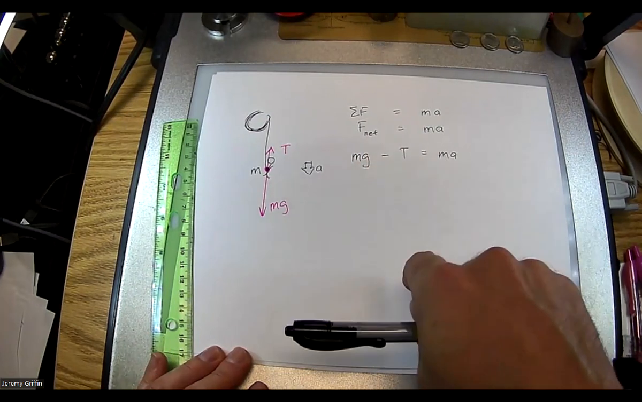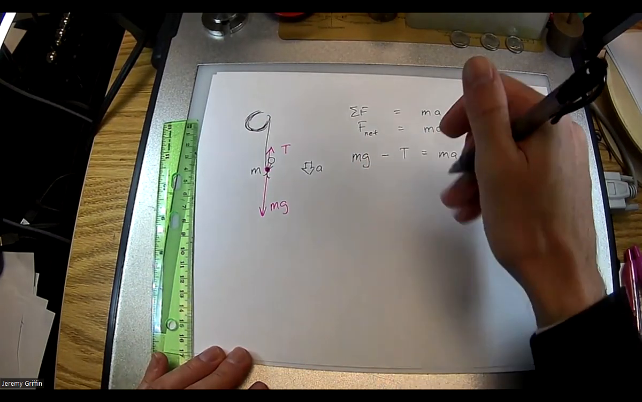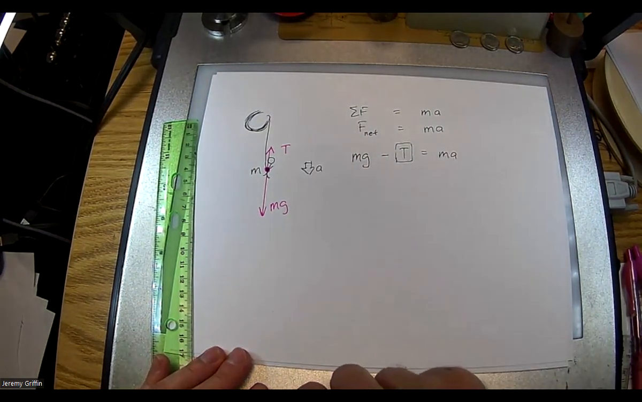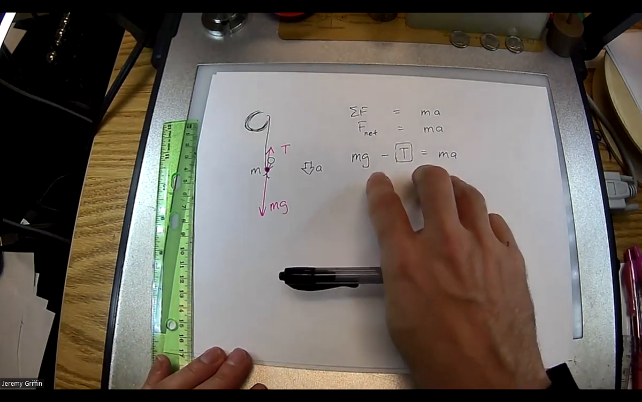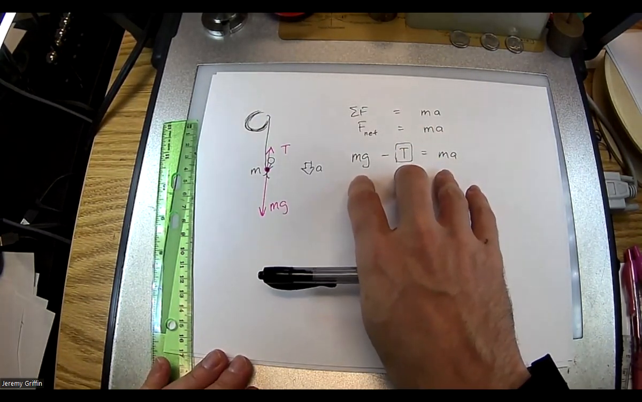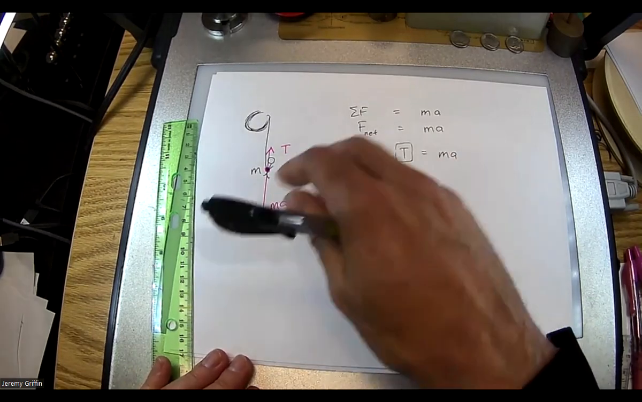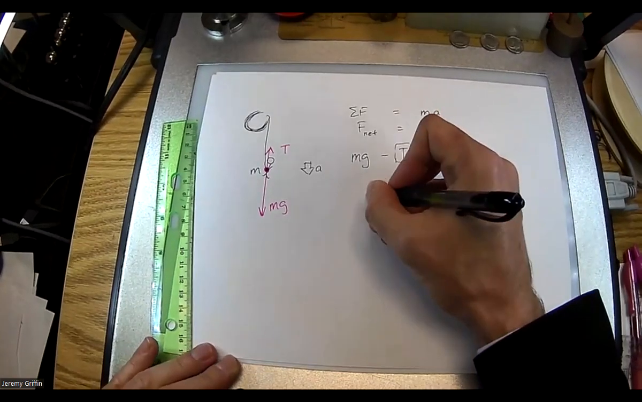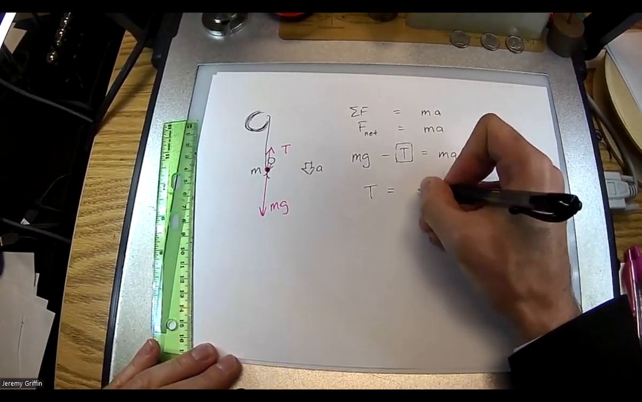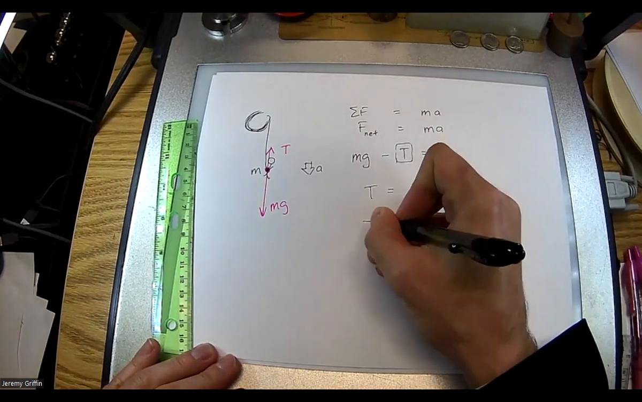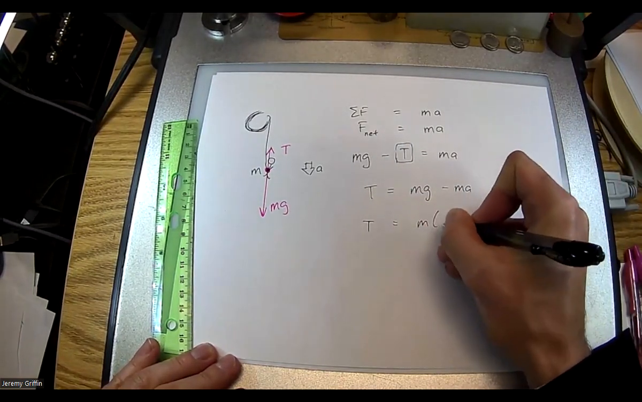Let's go another step. Can you solve for tension in terms of everything else? Tomorrow's lab, this is going to be one of the steps. We have to figure out the tension of the string tomorrow. Did you say tension equals mg minus ma? If you like, you can factor out the mass: m times g minus a.